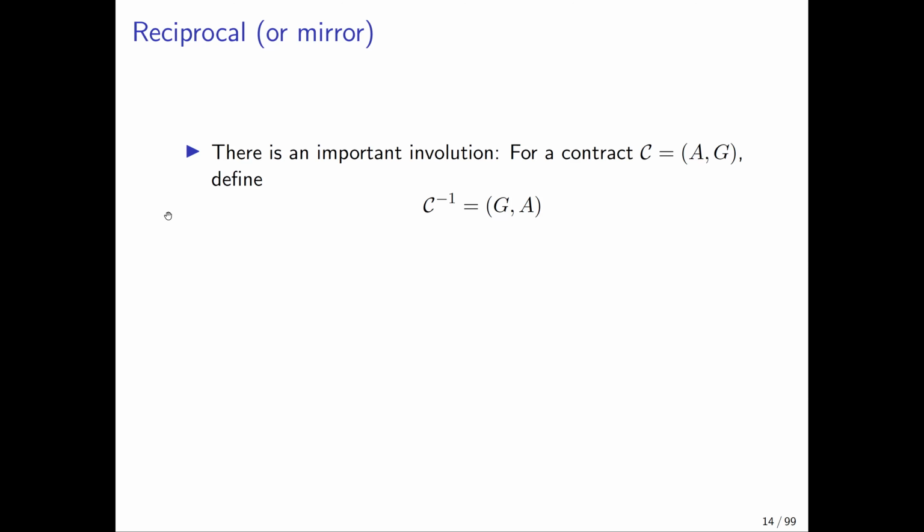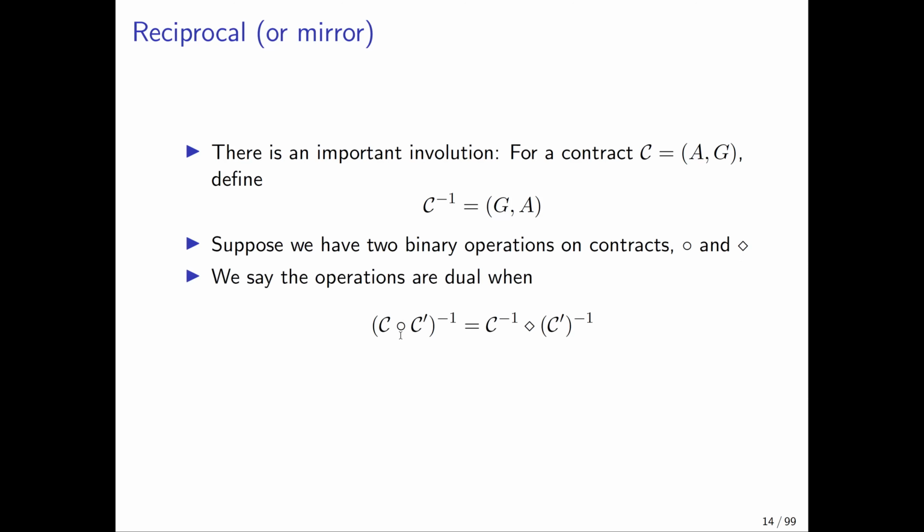The reason this operation is interesting is that it brings a great deal of algebraic unity to the theory. And the way that it does it is as follows. Suppose that you have two binary operations on contracts, operation circle and operation diamond. We are going to call those operations dual when the following happens: you can get the reciprocal of circle by applying diamond to the reciprocal of each of the two contracts. This is, we could say, very similar to De Morgan's rules in Boolean algebra, right? In which you take the negation of a conjunction and you get the disjunction of the negations, and so on. But we are going to see very soon that this notion of duality appears all over the place in the contract algebra. So this is our notion of reciprocal that is going to show up very soon.